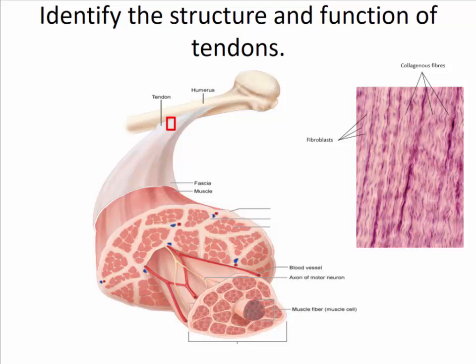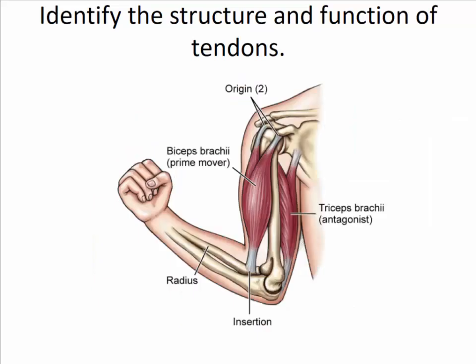To zoom out a little bit from this cross-section of a muscle, we can look at the arm again in order to identify the structure and function of tendons. Every muscle is attached to a bone at least 2 points. So here we have the biceps brachii, and here it is attached actually to 2 bones. But these 2 tendons here are called the origin, because the origins of any muscle are the tendons that are attached to the immovable bone, a bone that does not move during the action of that muscle.